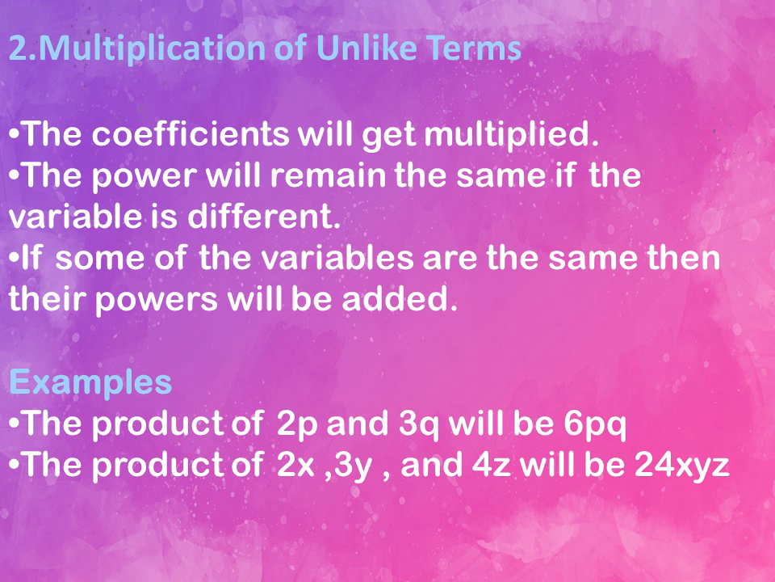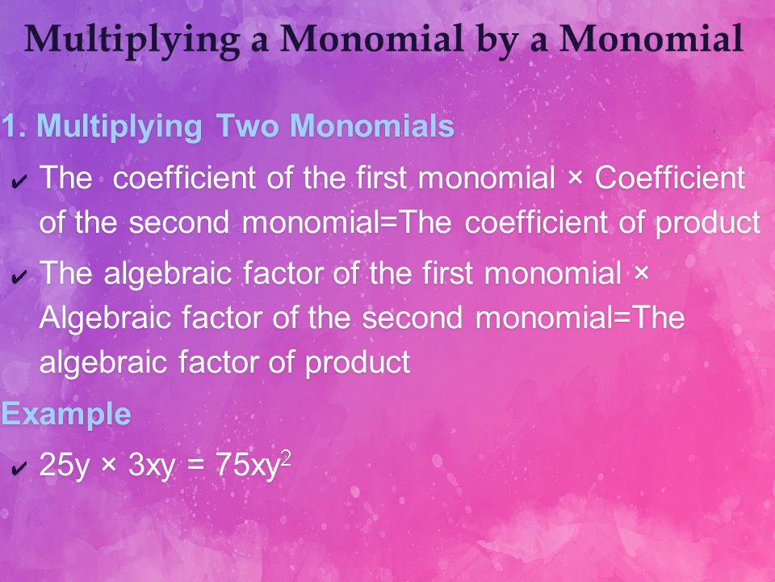Now, example, the product of 2p and 3q will be 6pq, as 2 into 3 is equal to 6 and the variables p into q is equal to pq. Secondly, the product of 2x, 3y and 4z will be 24xyz, as 2 into 3 into 4 is equal to 24 and the variables x into y into z is equal to xyz. So, answer is 24xyz.